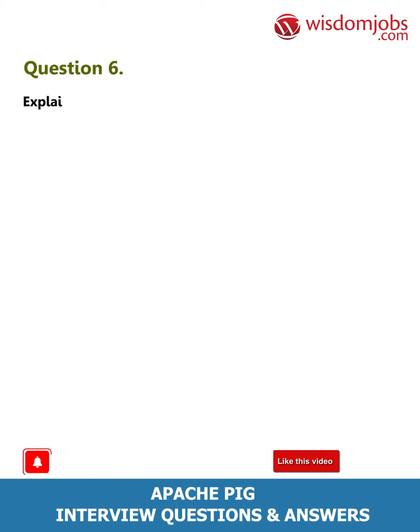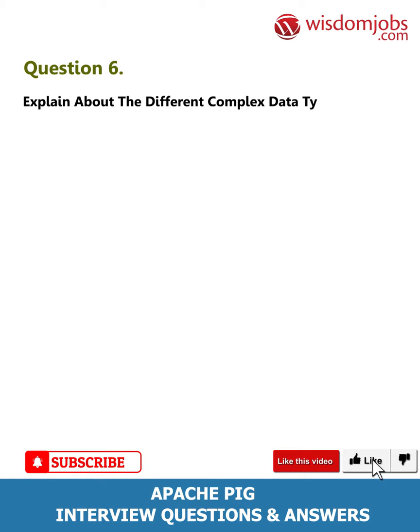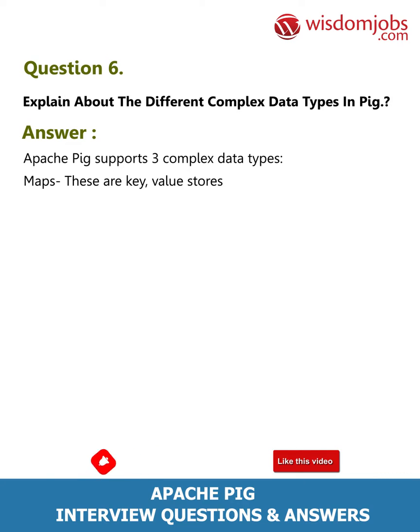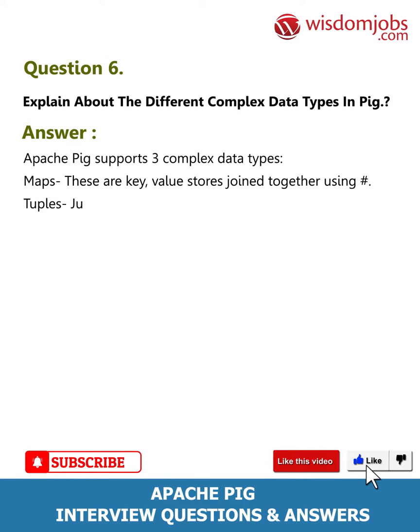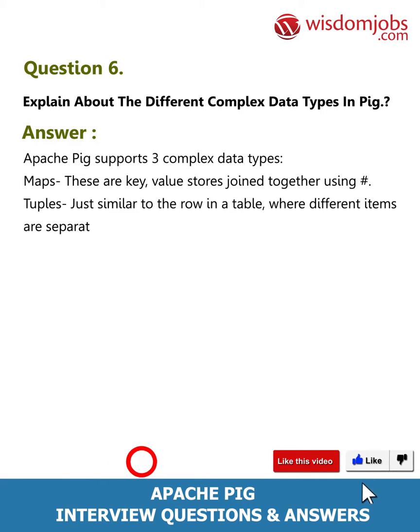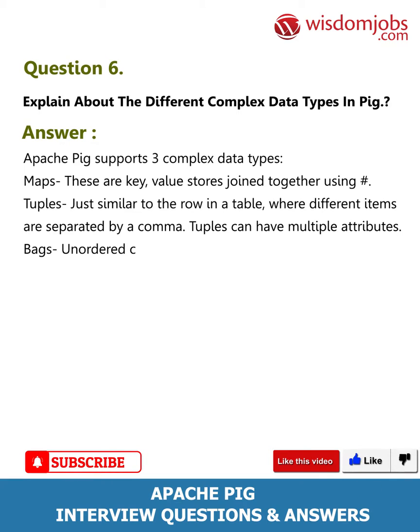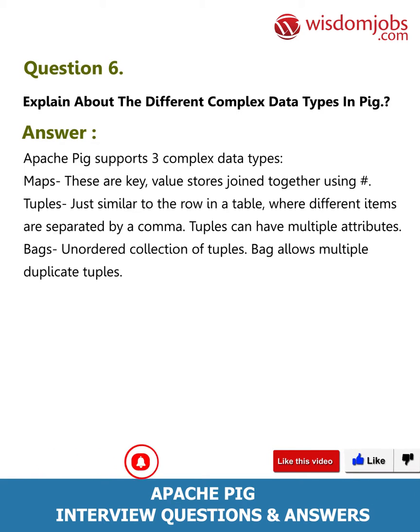Question 6. Explain about the different complex data types in Pig. Answer. Apache Pig supports 3 complex data types: maps. These are key value stores joined together using hash; tuples, just similar to the row in a table, where different items are separated by a comma. Tuples can have multiple attributes. Bags: unordered collection of tuples. Bag allows multiple duplicate tuples.